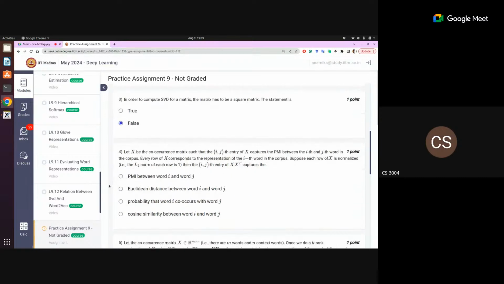Okay, next one. Let X be the co-occurrence matrix such that the ijth entry of X captures the PMI. So it's basically a PMI matrix, as you can see, right?